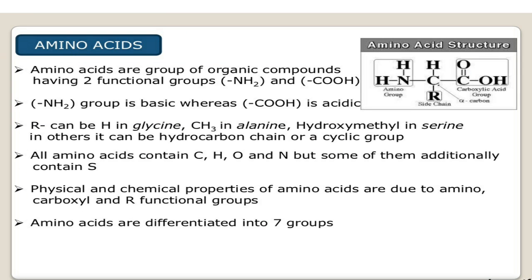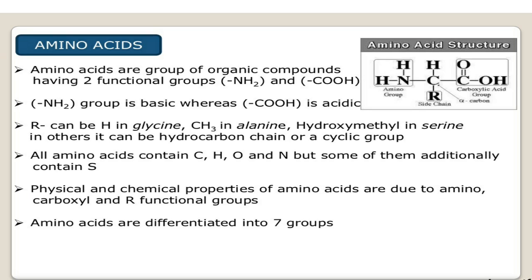Amino acids are a group of organic compounds having two functional groups, amino and acid group. The amino group is basic, whereas the acidic group is acidic. R can be hydrogen in glycine, CH3 in alanine, hydroxymethyl in serine. In others, it can be a hydrocarbon chain or a cyclic group.